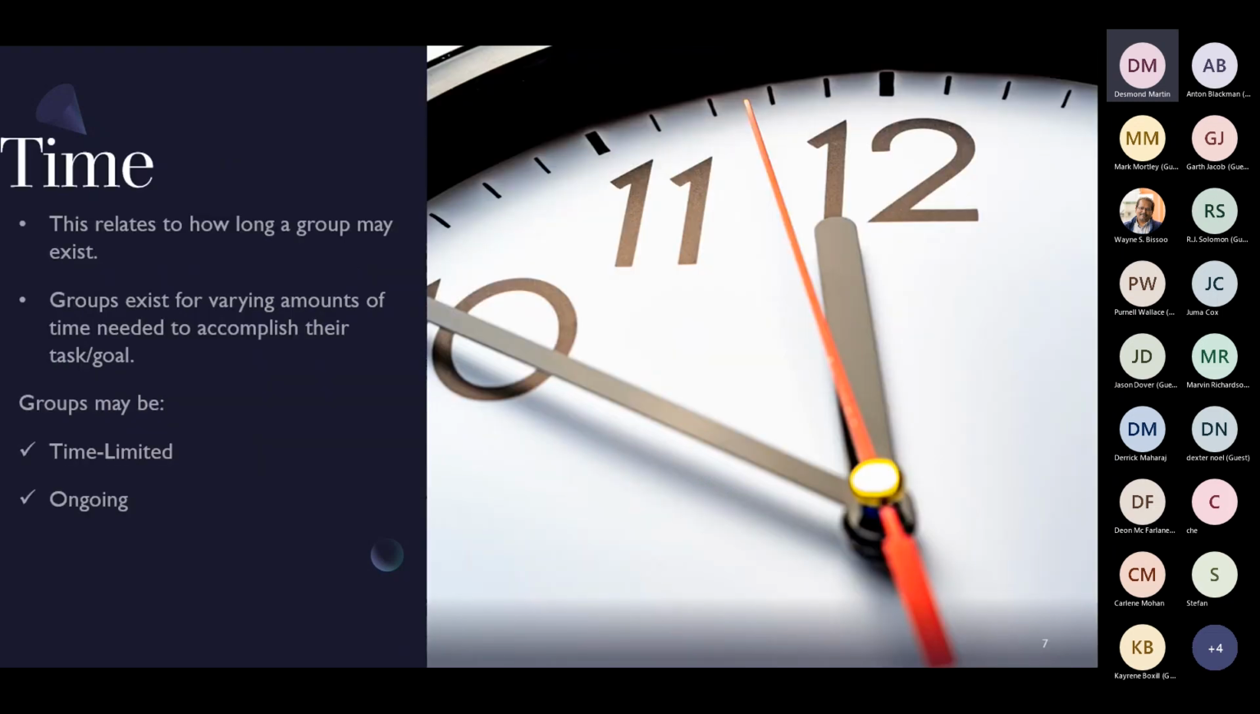Time. This relates to how long a group may exist. Groups exist for varying amounts of time needed to accomplish their task or goal. Groups may be time limited, meaning that they meet for a specified number of sessions, whether on a daily, weekly, or monthly basis, or for an hour or two hours.